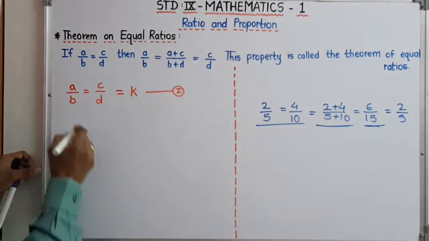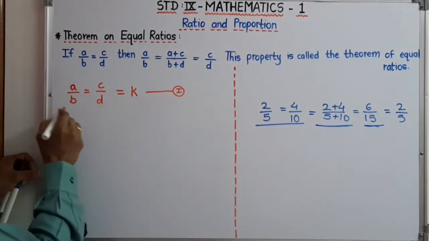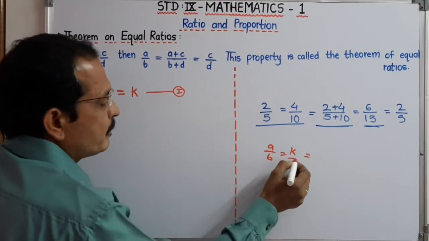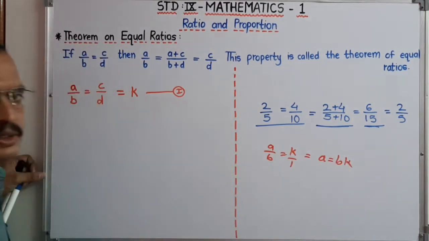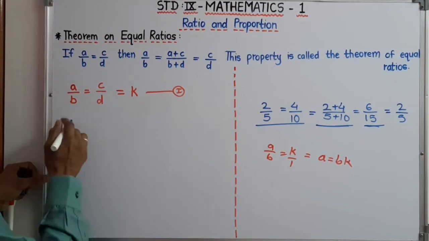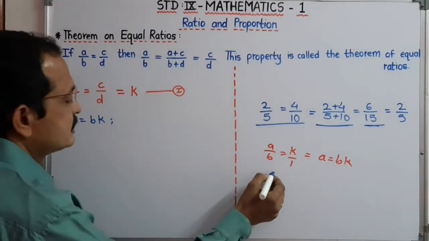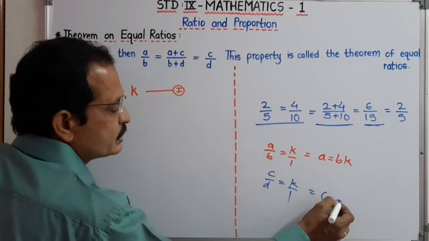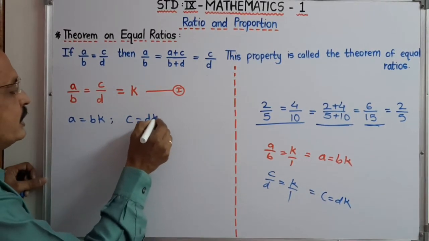After that, see, here A upon B is equal to C upon D. If we take A upon B is equal to K, then by cross multiplication we get the value of A is equal to BK. Isn't it? Yes. Therefore we got A is equal to BK. Similarly, C upon D is also equal to K upon 1. Therefore, we get C is equal to DK. Isn't it? Therefore we write here C is equal to DK.